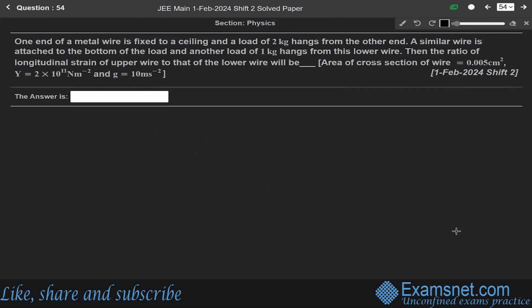Now next question 54. One end of a metal wire is fixed to a ceiling and a load of 2 kg hangs from the other end. A similar wire is attached to the bottom of the load and another load of 1 kg hangs from this lower wire. Then the ratio of longitudinal strain of the upper wire to that of lower wire will be. So this question is from the chapter of properties of solids and liquids.